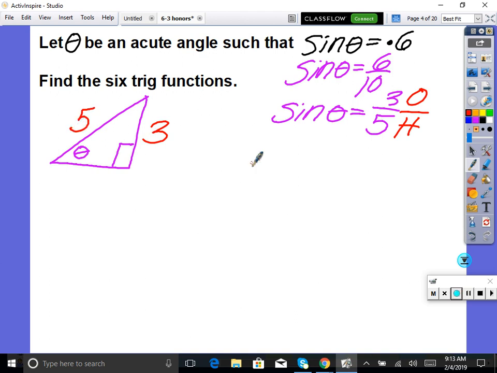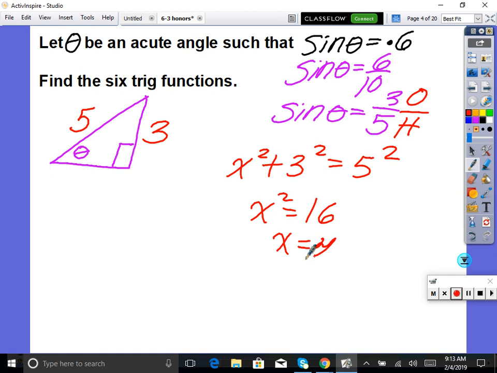So now I can do the Pythagorean theorem. Make sure you set it up correct. It's 4, yeah. So everybody look how you set it up though. x squared plus 3 squared equals 5 squared. So then x squared equals 16. So x equals 4. So this side's 4. And now you could do sine, cosine, tangent. I don't probably need to do that part. Sine, cosine, tangent. We're good with that? Agreed? Okay.